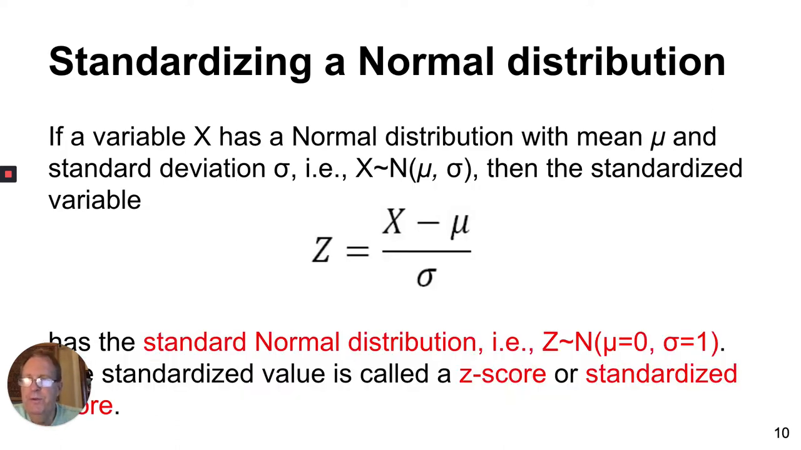And this is review 2. If a variable x has a normal distribution with a mean of mu and a standard deviation of sigma, that is, x is distributed normally with mu and sigma as its parameters, then the standardized variable is this right there. That z-score right there has a standard normal distribution. That is, z is distributed normally with a mean of 0 and a standard deviation of 1. And it is called the z-score or the standardized score.